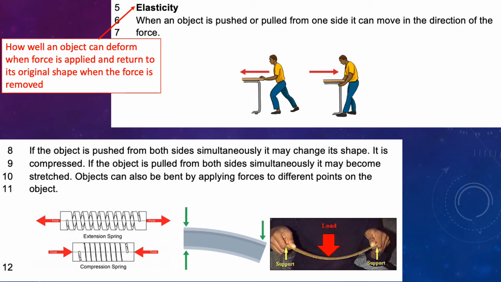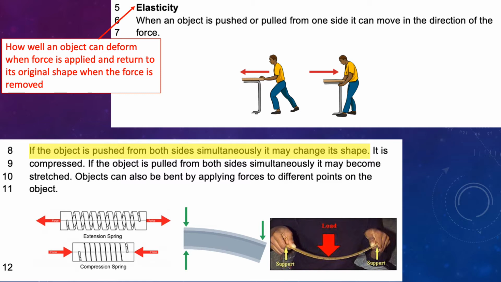So looking at line 8 here, we're going to say if the object is pushed from both sides simultaneously, it may change its shape. It is compressed. We know that, let's highlight that there because we're looking at now two forces, and now we're focusing on what happens to the object when those two forces are applied. If the object is pulled from both sides simultaneously, it may become stretched. So that's the diagram on the left there with the red arrows. Okay, so when you have two forces going the opposite way, you have extension. If you have two forces going inwards towards the object, then you have compression.